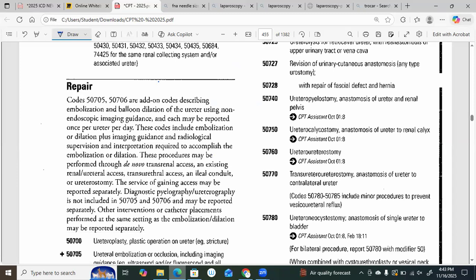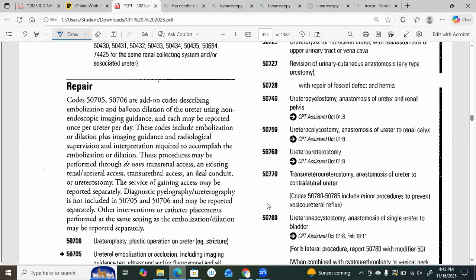So now I'm going to start with the repair section under the ureter. So repair codes 50705, 706, and so on. These are the add-on codes basically. Ureteral repair is often performed for stricture and inflammatory disease, repositioning, reconnection, and anastomosis. So these are the basic procedures which we can perform with the repair of ureters.